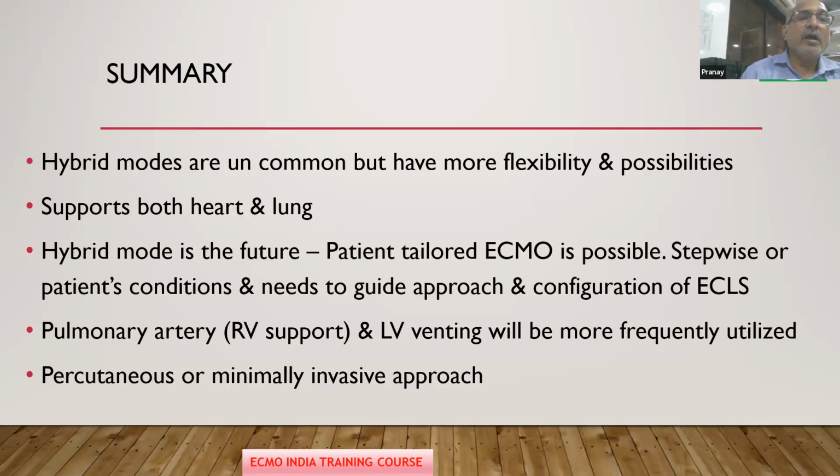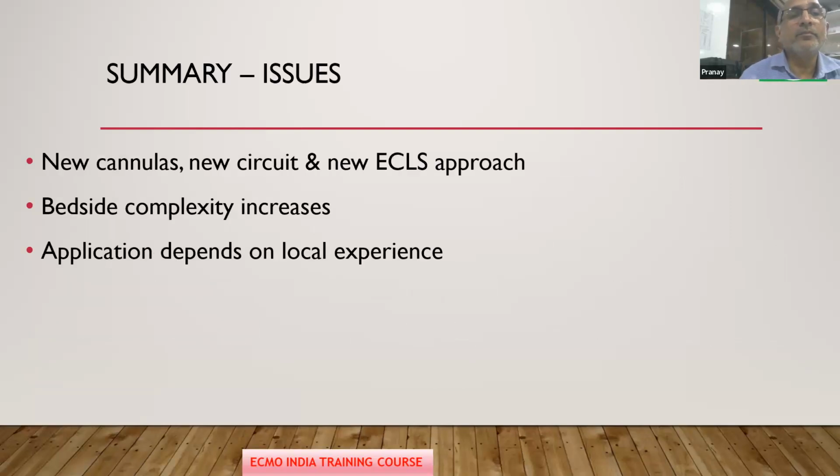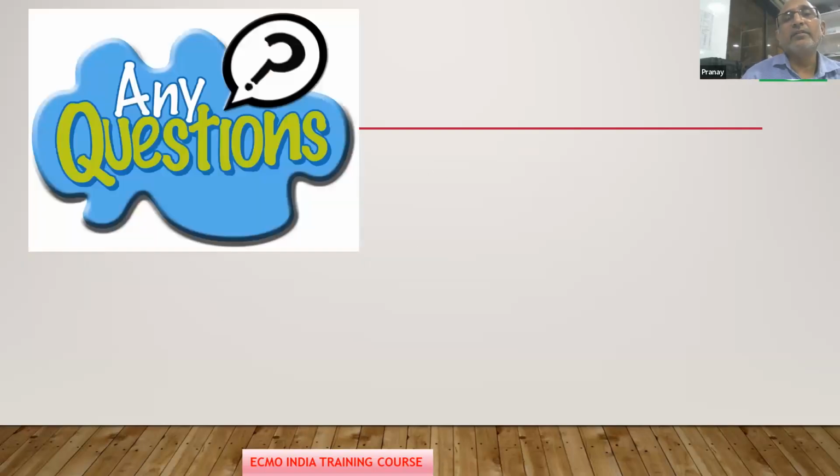Okay. So hybrid modes of ECMO are uncommon but more flexible, and they involve most possibilities. They support both heart as well as lung. Probably this is going to be the future, when many of the patients we might require to support RV or LV venting. So we might start using more and more hybrid ECMOs. Okay. And usually we prefer to go by percutaneous as a minimally invasive approach. Okay. Issues, as I told you, are new cannulas, bedside complications increase, and it depends on the local experience.